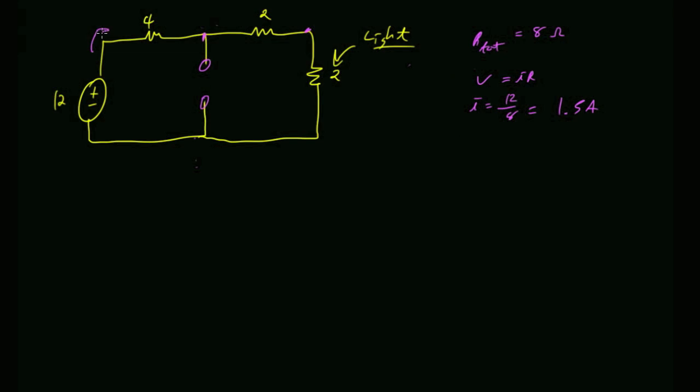But the difference is now there's no branch over here for it to go down. So it's all going to go through this path. So whereas before it was 1 amp, now it's 1.5 amps. Did it get brighter? Cha-ching. So good. So that's two pieces of the puzzle, right?